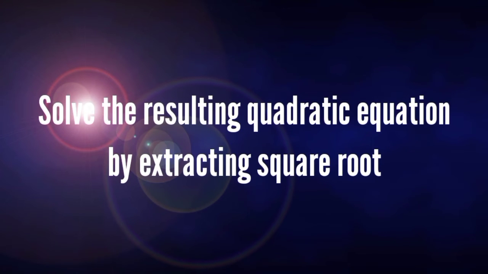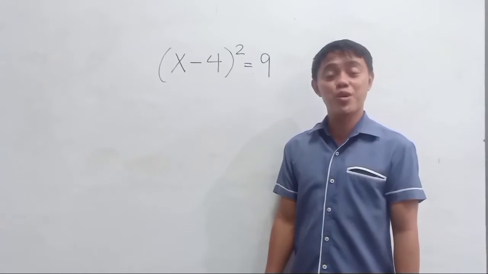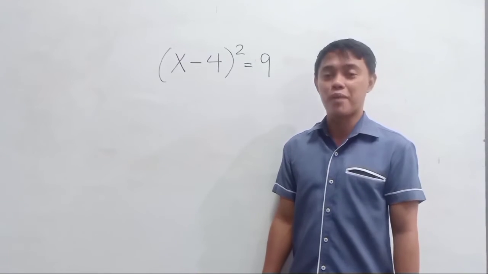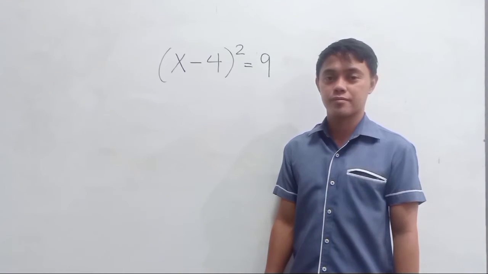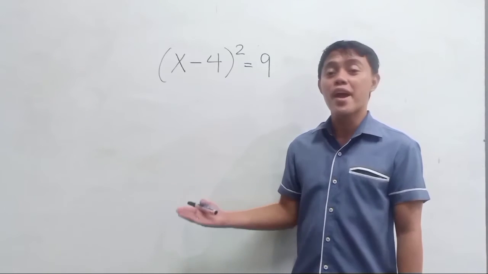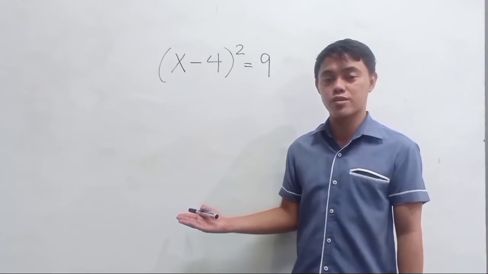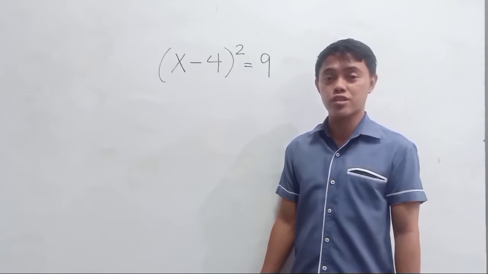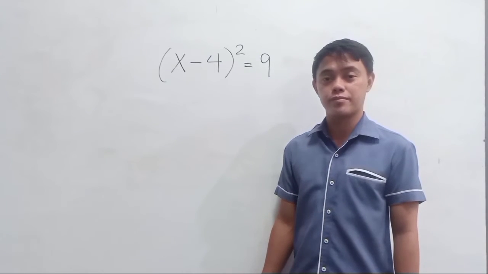Step 5. Solve the resulting quadratic equation by extracting the square root. Solve the resulting quadratic equation x minus 4 squared is equal to 9 by extracting the square root. Since it is in the form ax plus c squared is equal to d, get the square root of both sides of the equation to eliminate the square.